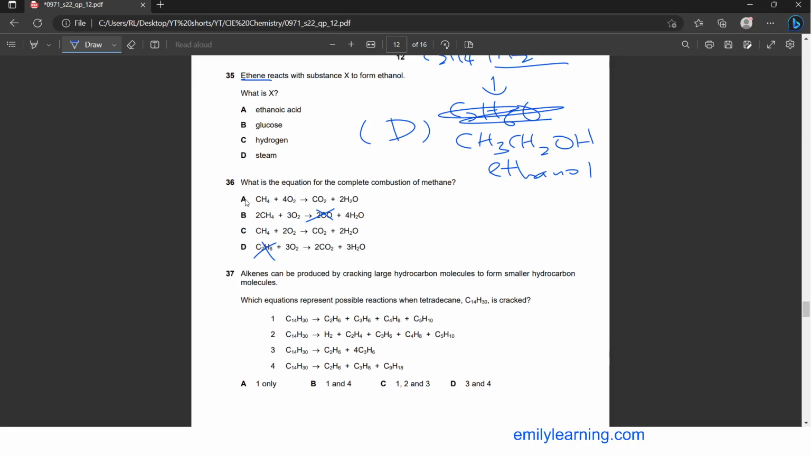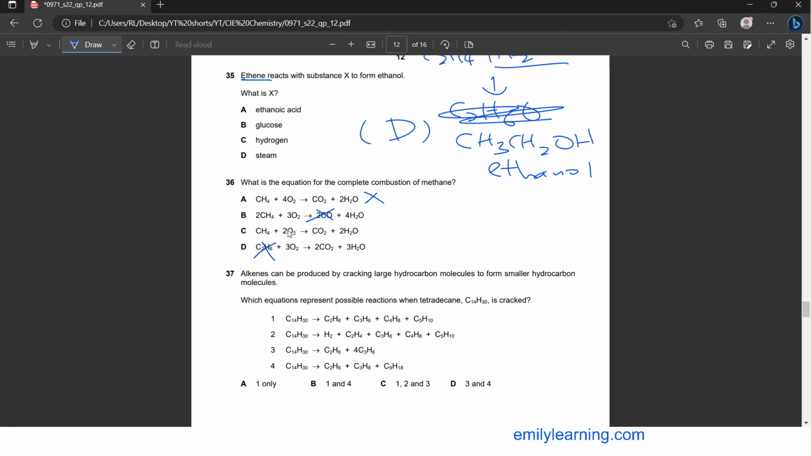Now we have one carbon here for A, one carbon here on the right hand side, correct? Four hydrogens here. Eight oxygens here, there are 2 plus 2, only 4. So A is wrong because the oxygen is not balanced. Let's move on to C. One carbon on the reactant side, one carbon on the product side, correct? Four hydrogens on the reactant side, four hydrogens on the product side, correct?